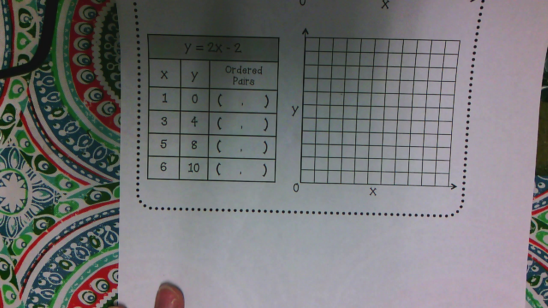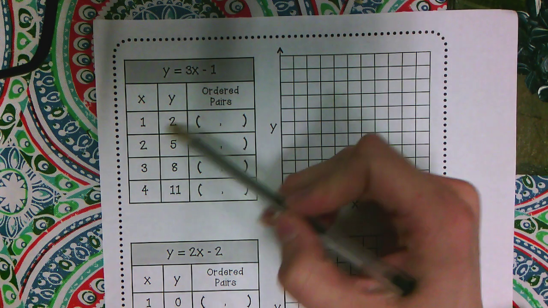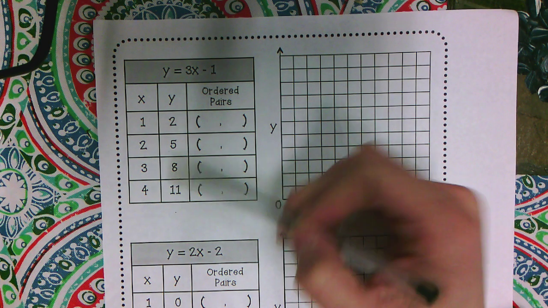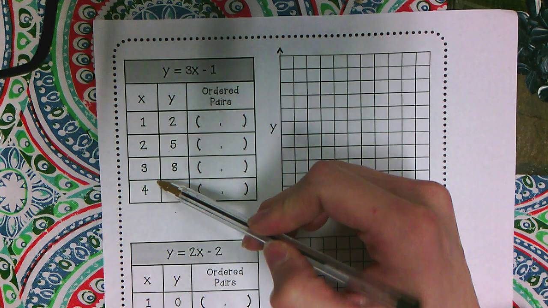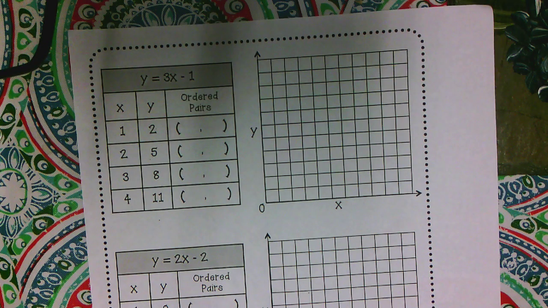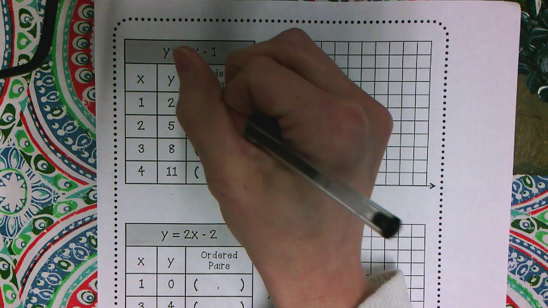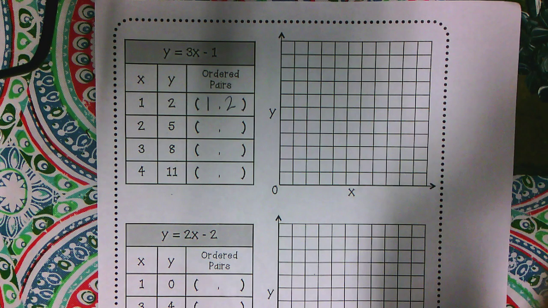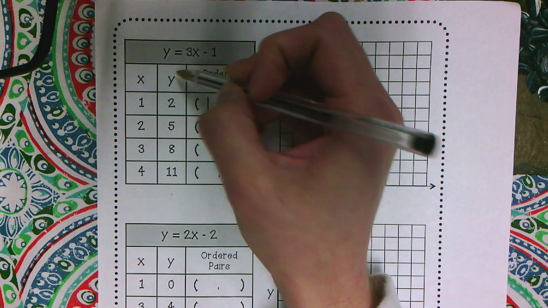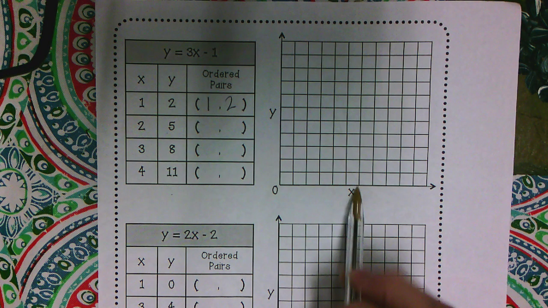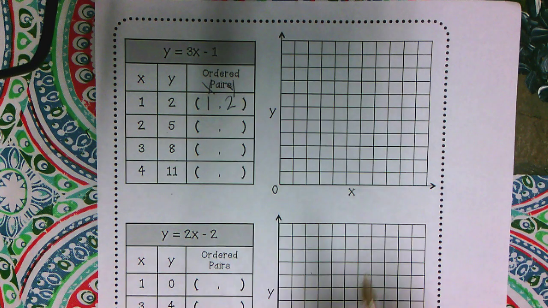All right, so let's practice the next ones. In a couple days, we're going to have some missing ones, and we're going to have to figure out what they are using the rule. But right now, they give us the rule, and they give us the answer. So all we have to do is make the ordered pairs. So if the x is 1, the y is 2, our ordered pair would be 1, 2. And always think, in the alphabet, x comes before y. So you always go to the x and then up to the y. Same with ordered pairs. X always comes before y.